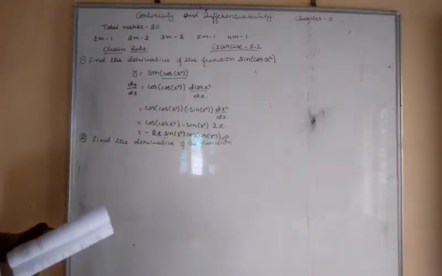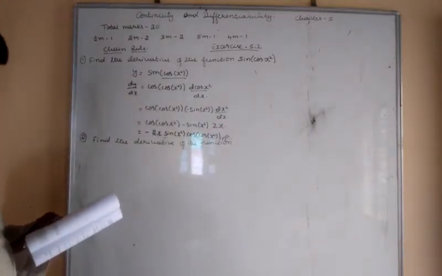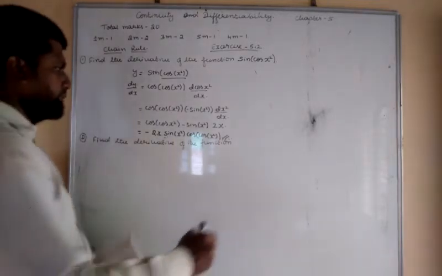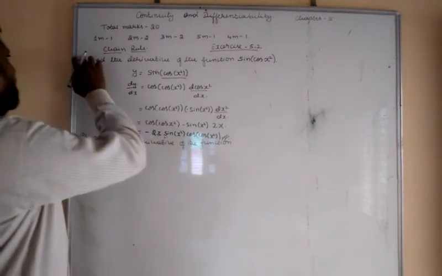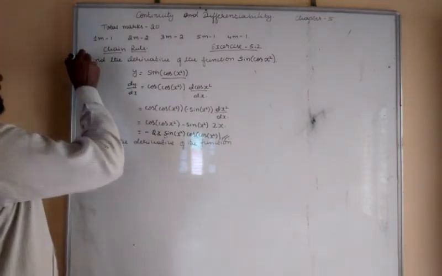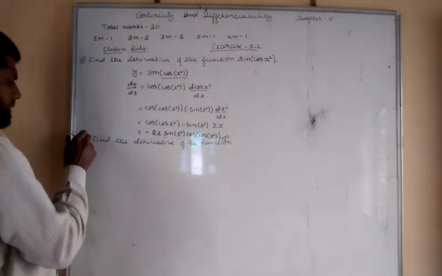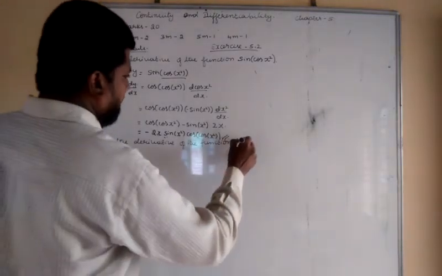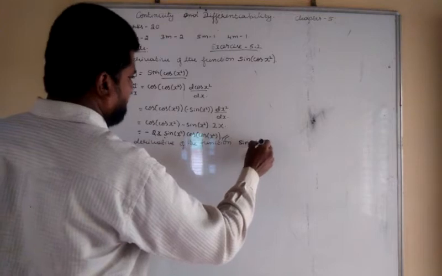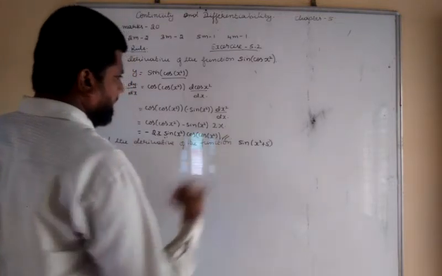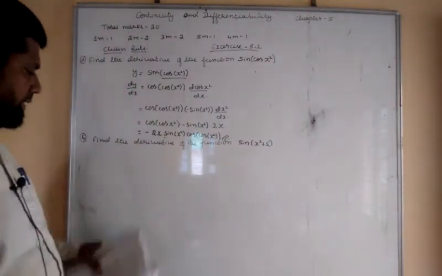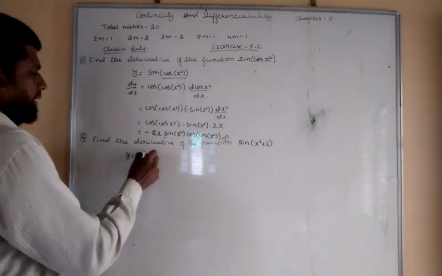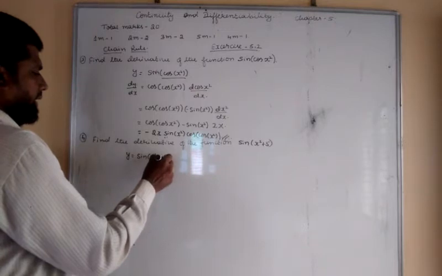Okay, let us take the next problem. This is the third one, this is the fourth one. Let us solve the fourth problem. Sine of x square plus 5. So y is equal to sine of x square plus 5.